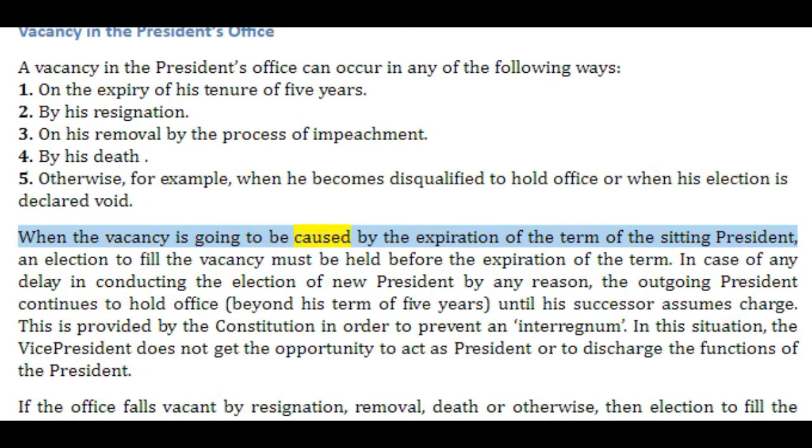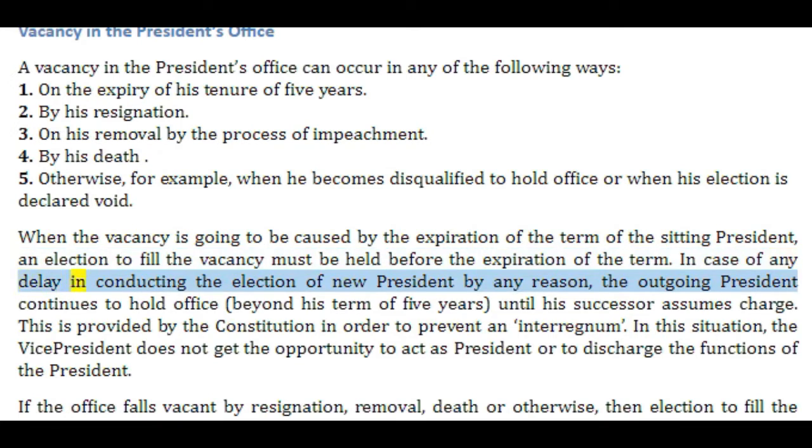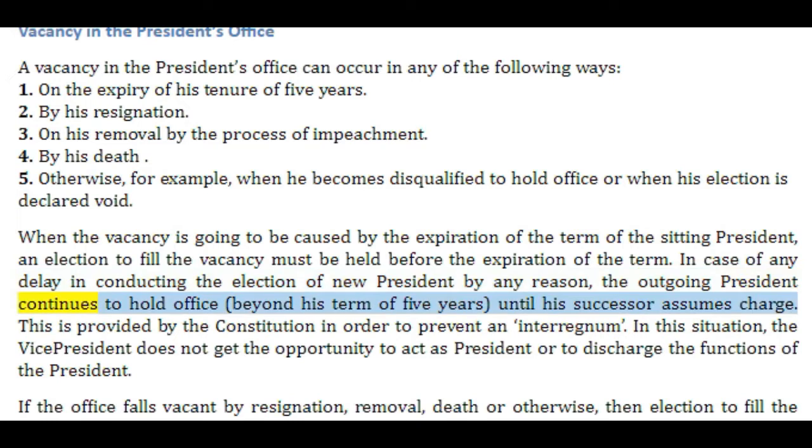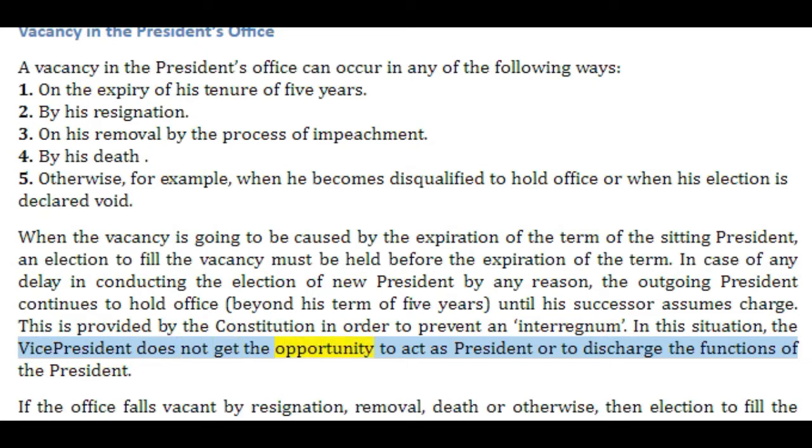When the vacancy is going to be caused by the expiration of the term of the sitting President, an election to fill the vacancy must be held before the expiration of the term. In case of any delay in conducting the election of new President, by any reason, the outgoing President continues to hold office beyond his term of 5 years until his successor assumes charge. This is provided by the Constitution in order to prevent an interregnum. In this situation, the Vice President does not get the opportunity to act as President or to discharge the functions of the President.